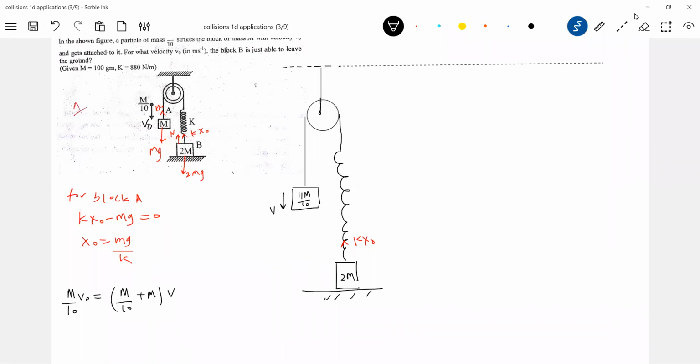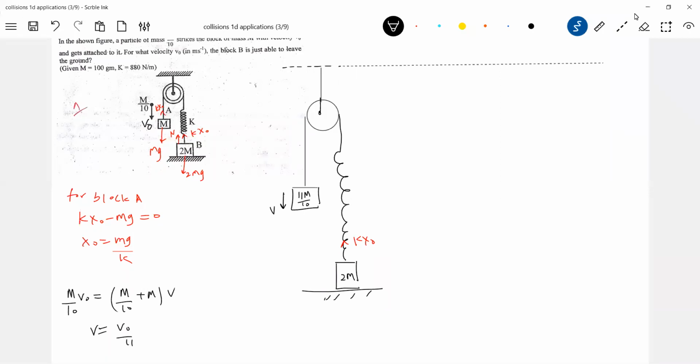What makes the block A to move? The block A will encounter a normal contact, and this kx naught and mg will become negligible during impact time. And anyway, kx naught is equal to mg. So the net force acting on the system will be 0. So therefore I can conserve momentum. Please do make observation. You should not blindly accept this. So from this, what will happen? We'll get the speed, which is equal to v naught by 11. Now what will happen?